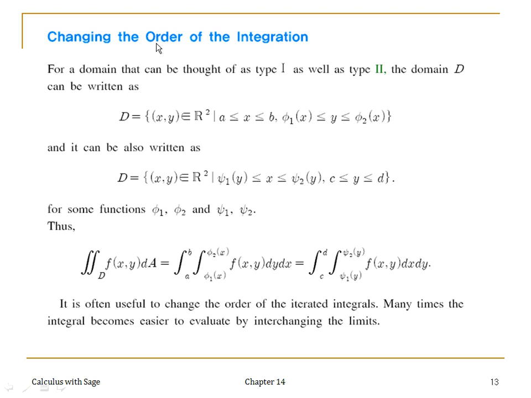And next, change of the order of integration. For a domain that can be thought of as type 1 as well as type 2, the domain D can be written in this way, and the same domain can be written in this way and this way. Here we have constants, here we have constants. With those, we can rewrite this double integral in this way and this way. It is often useful to change the order of iterated integrals.